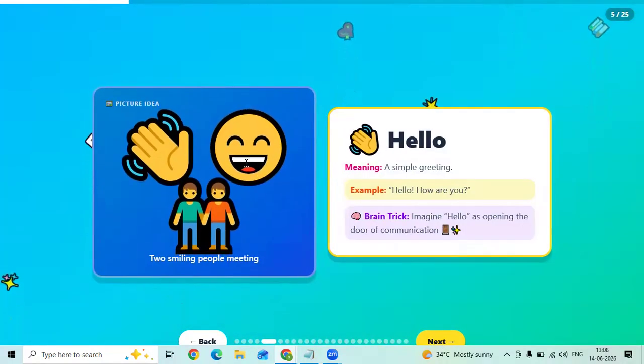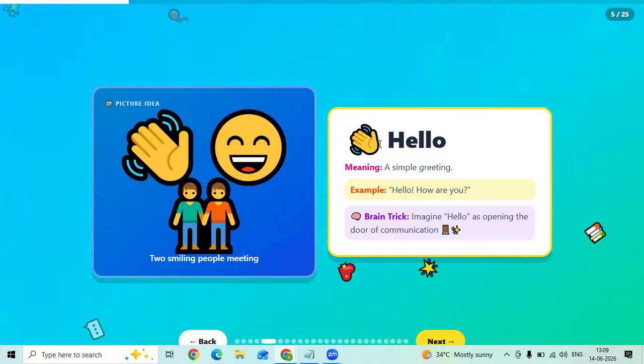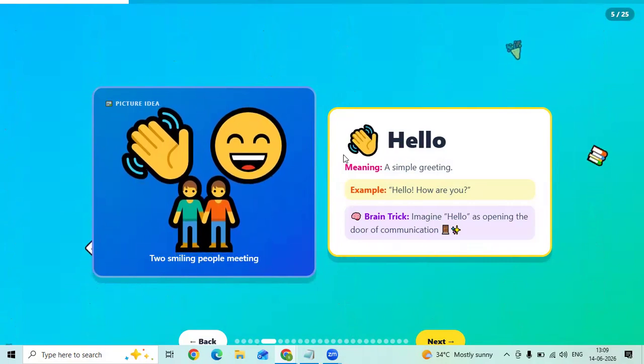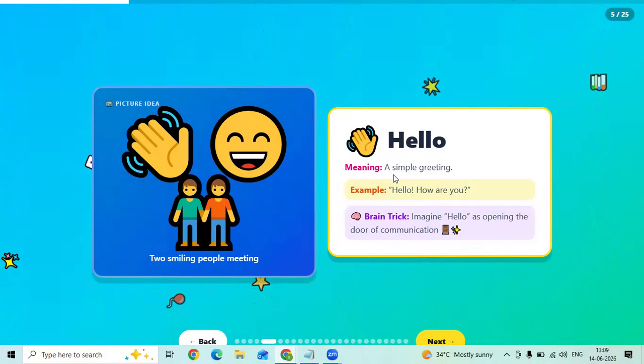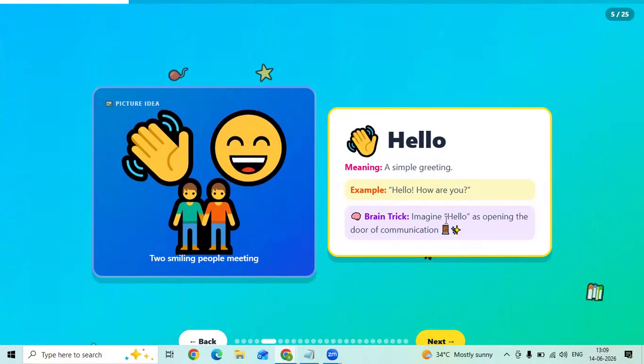Picture idea. Someone is laughing, two smiling people meeting. When two smiling people meet, you should use the keyword hello, meaning a simple greeting. The example, hello, how are you? So the brain take is imagine hello as opening the door of communication.